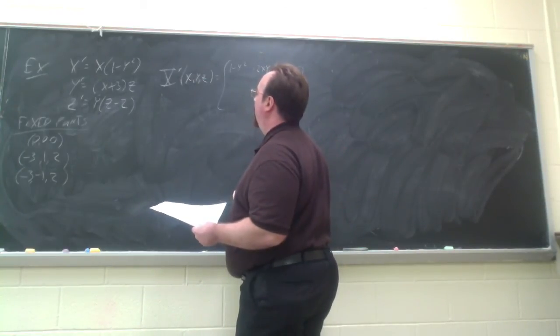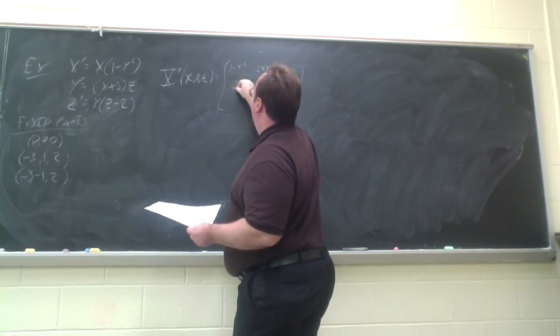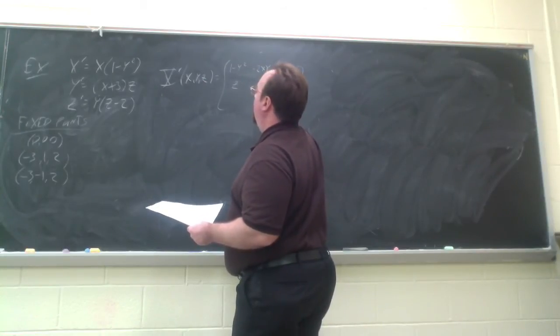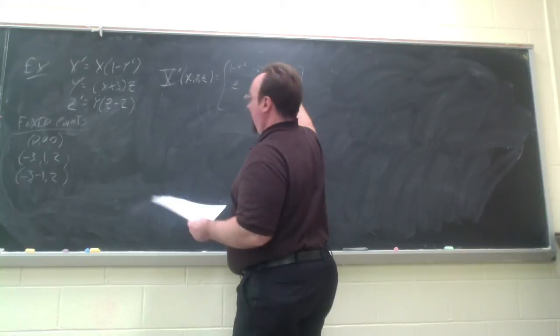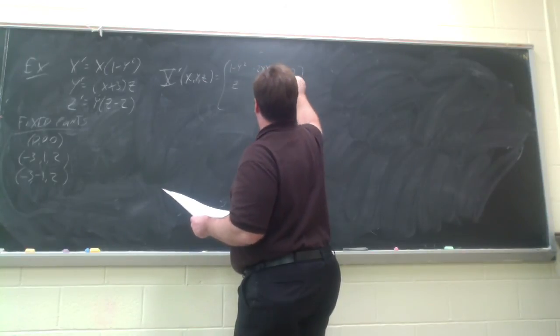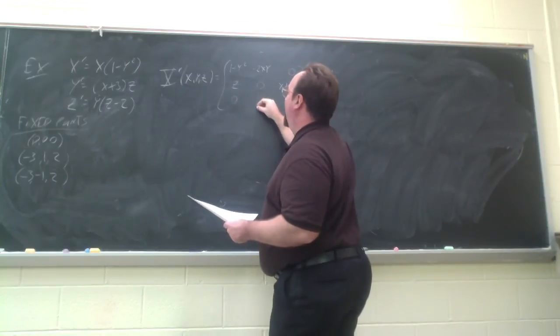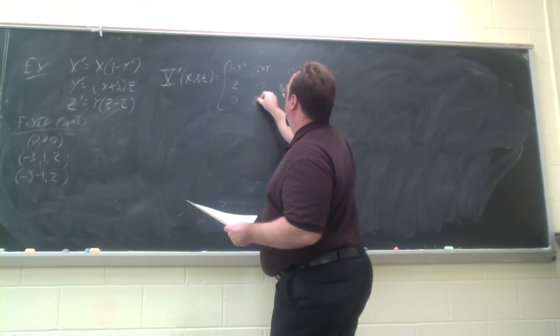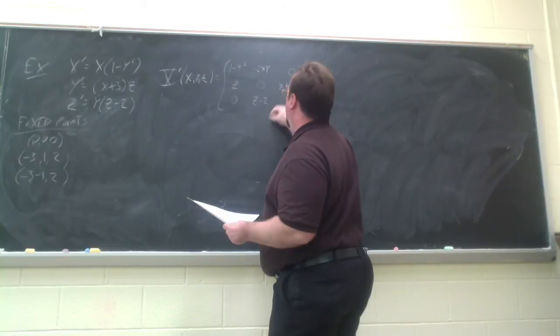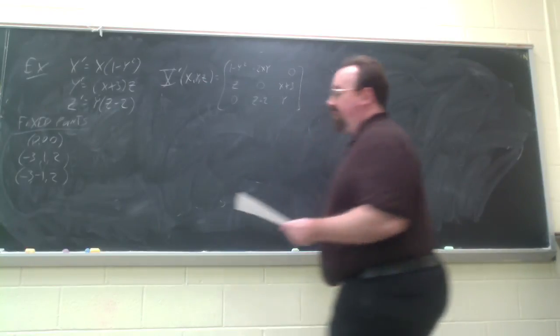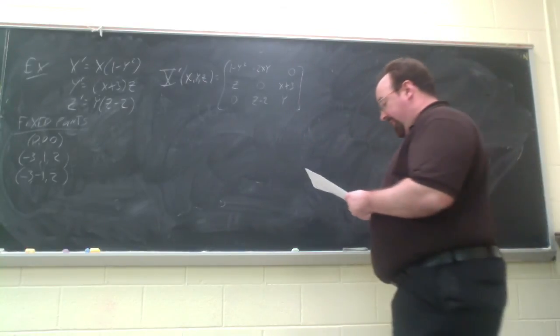So with x, it's 0, z, and with y, 0. And with z, it's x plus 3. Okay, finally, 0, 0. And with respect to y, z minus 2, and then it's y. Okay, so now we can plug in the fixed points.